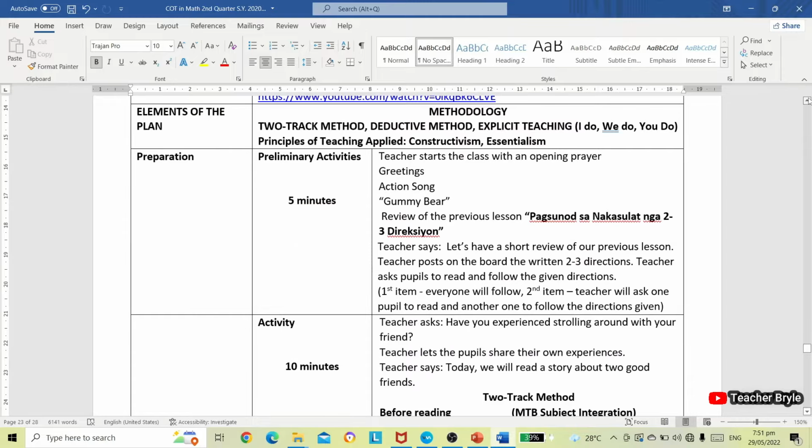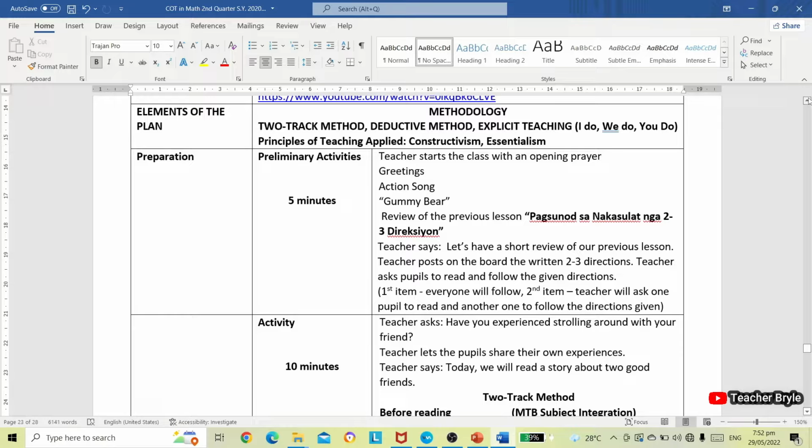Elements of the plan: methodology, two-track method, deductive method, explicit teaching, I do, we do, you do. Principles of teaching applied, constructivism and essentialism. Preparation: preliminary activities, 5 minutes.